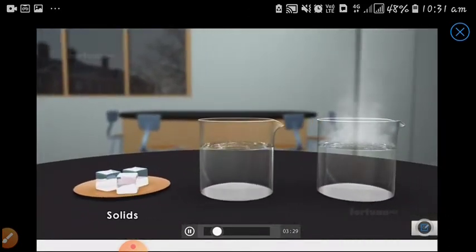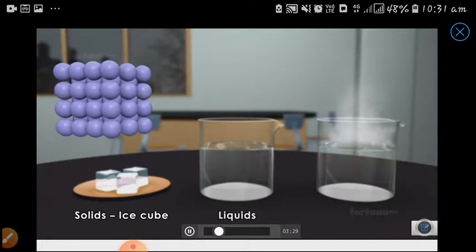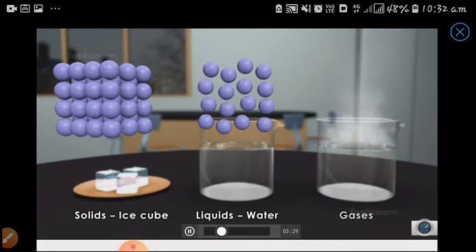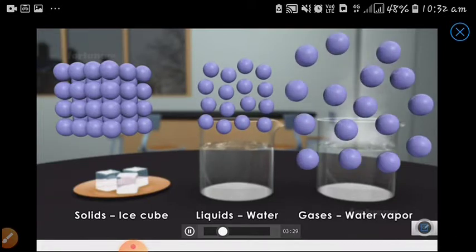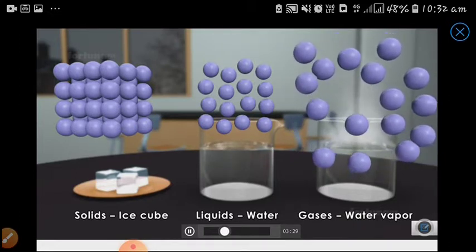In solids, such as an ice cube, the particles are packed closely and tightly together. In liquids, such as water, the particles are spread a little bit further apart than they are in a solid. In gases, such as water vapor, the particles are very spread out with lots of space in between them. The particles also move fast, colliding with one another.